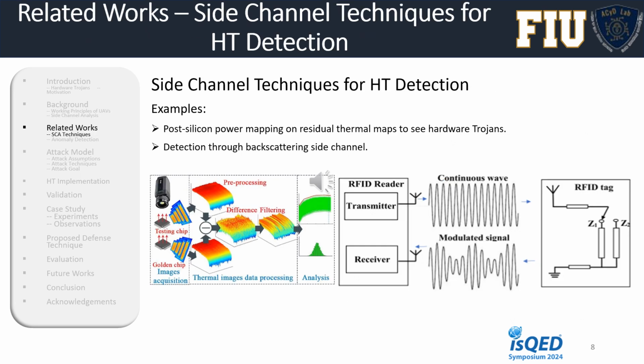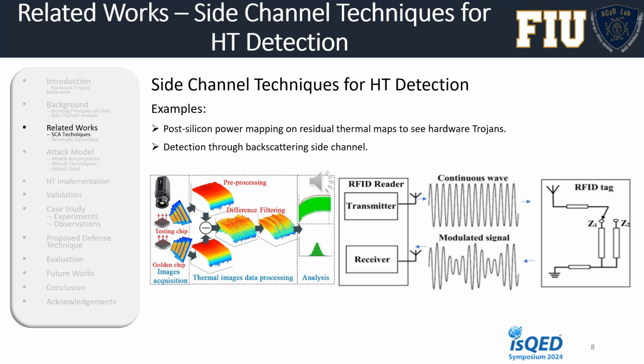There are some related works regarding side channel techniques for hardware Trojan detection. Some examples are post-silicon power mapping on residual thermal maps. In this example here, they basically had two chips. We had a testing chip and we had a golden chip. The golden chip is the chip that we know for a fact does not contain the hardware Trojan.